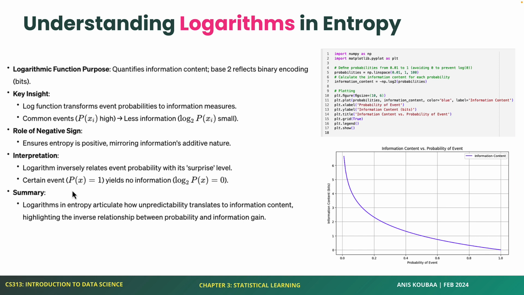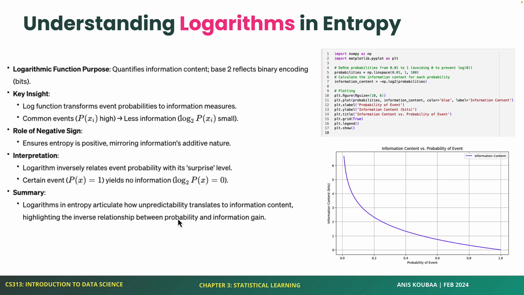A certain event, P of x equal to 1, leads to no information, as we already introduced. So the reason for using the logarithm in entropy is that it articulates how unpredictability translates into information content. It's this relation, basically. And this highlights the inverse relationship between probability and information gain. Is that clear?